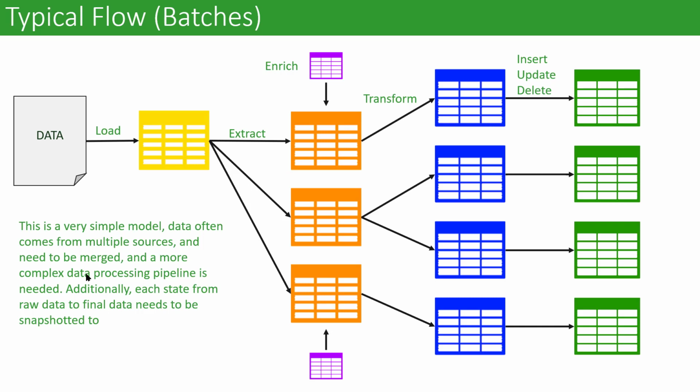So we start with raw data, and I have a file symbol for it, but honestly, it could come from anywhere. It could come over the wire as a data transfer object from an API or a UI. It really doesn't matter. It could come from a CSV file. It could come from a JSON file, an XML file. It really doesn't matter. What we want to do, though, is load it into a table.